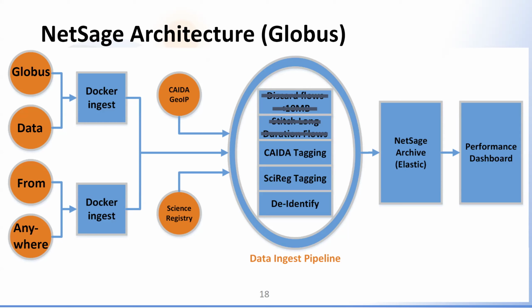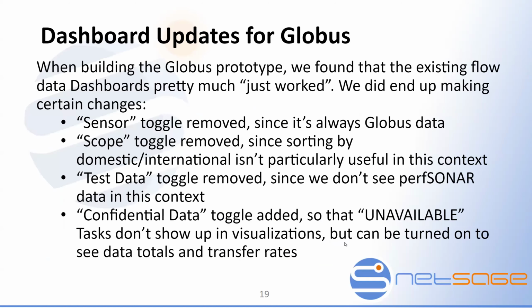flow data. In fact, you'll notice the pipeline here looks strikingly similar other than it's just Globus over here. It's not SNMP and flow, and we eliminated some pipeline stages. Other than that, very, very similar. So dashboard updates, Brian is going to take over after this slide, and he is going to show us how this all works when we're mining for interesting information.